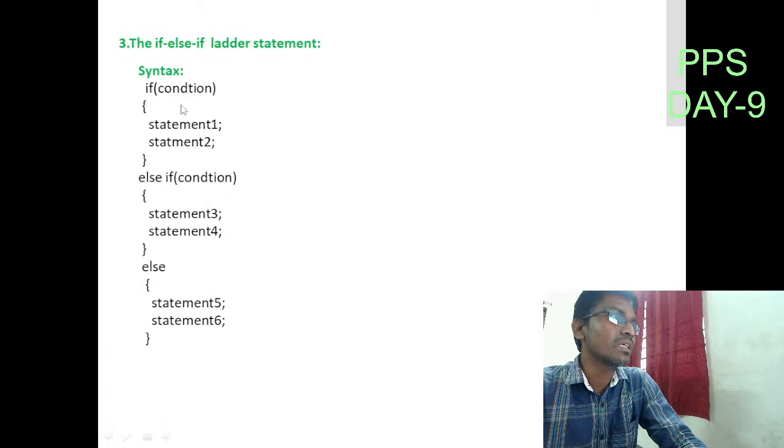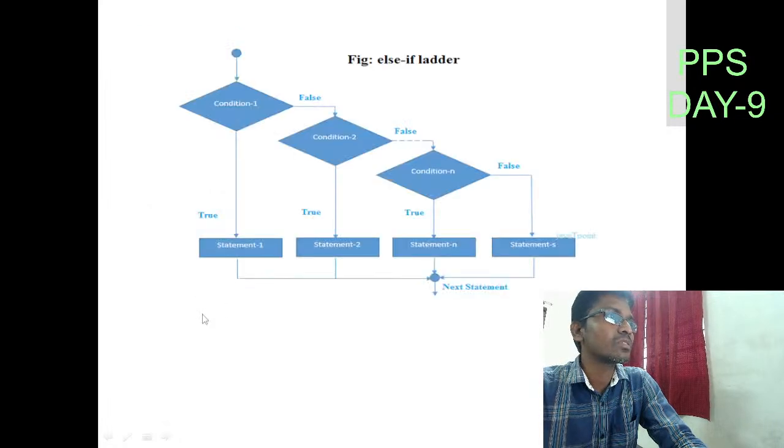If the condition is true, it will execute the if block. Otherwise, it will go to the else if condition. If this condition is satisfied, then it will execute the statements. Otherwise, it will go to the else block and execute the statements. So this is a flowchart diagram for the if else if ladder. First condition: if it is true, then it will execute the statements. If it is false, then it will go to another condition, that is condition 2. If the second condition is true, then it will execute the statements. If the second condition is false, then it will go on to another condition, and so on.